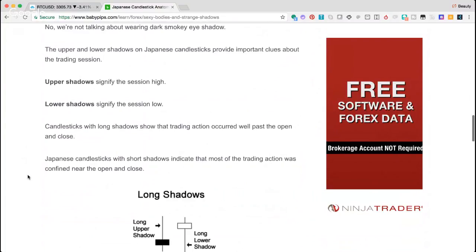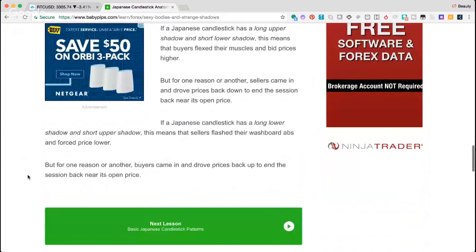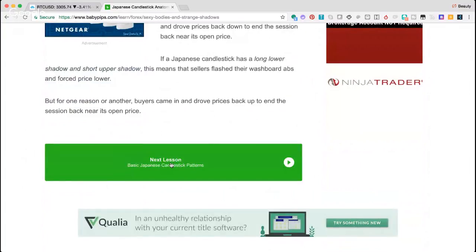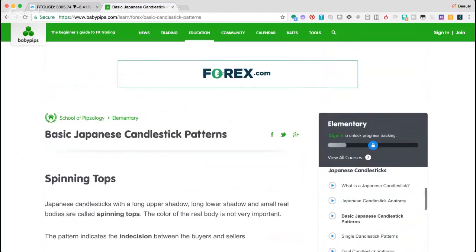All right. Next lesson, basic Japanese candlestick patterns.